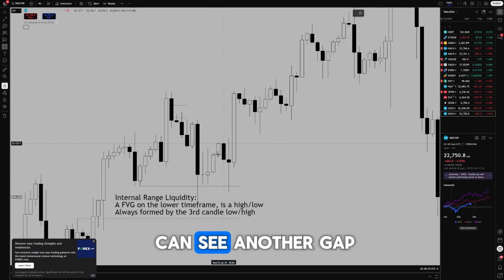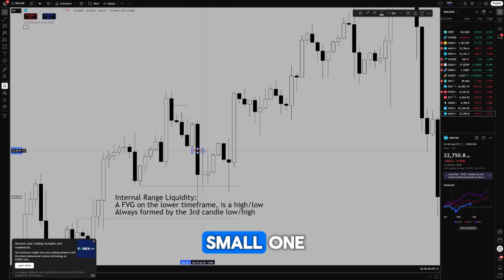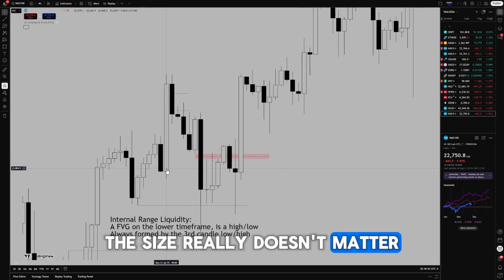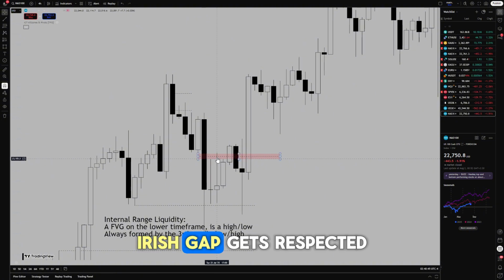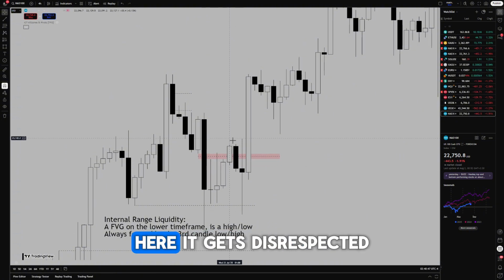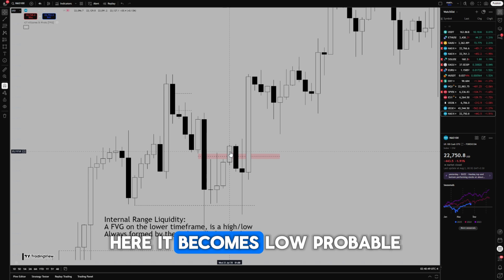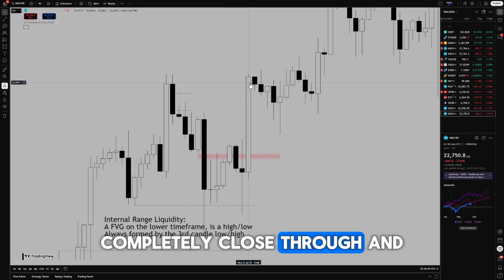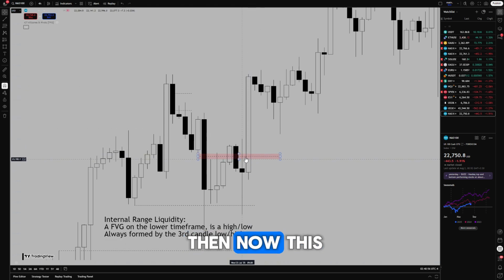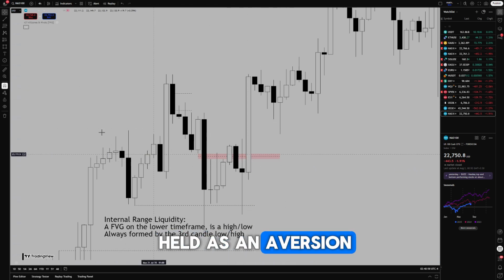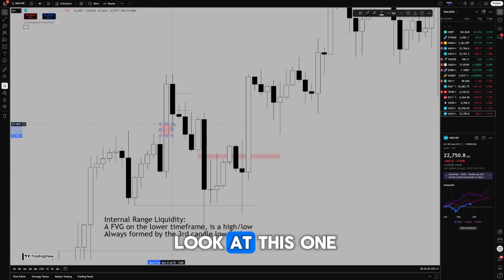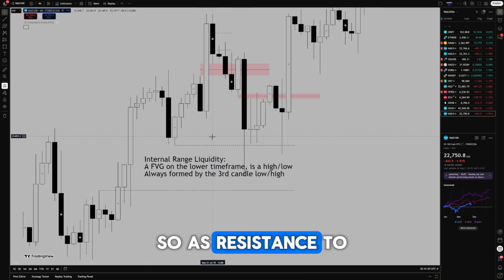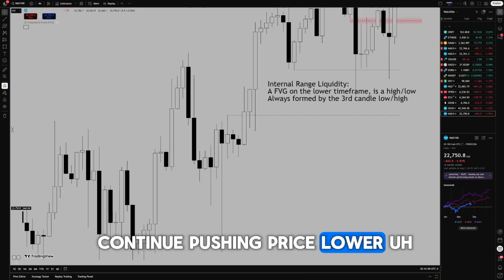Right here, we can see another gap. Small one, but as they say, it's not the size that matters. The size really doesn't matter. Bearish gap gets respected multiple times. Here, it gets disrespected. Here, it becomes low probable. Completely closed through. And then, now this gap must be held as an inversion and it gets respected. Look at this one here as well. It gets disrespected and then held as support, as resistance to continue pushing price lower.